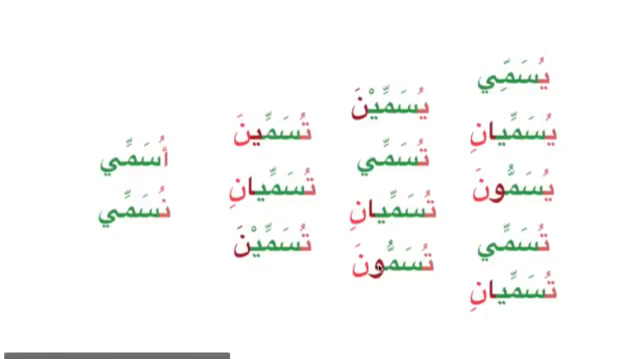That's why we have dhamma. Tusammina, tusammiyani, and tusammina. Here the difference we should know, tusammina and tusammina. Here the ya is the fa'il, anti, and noon is the sign of marfu. Here noon is the sign of fa'il, and it is mabni. So we need to remember this.